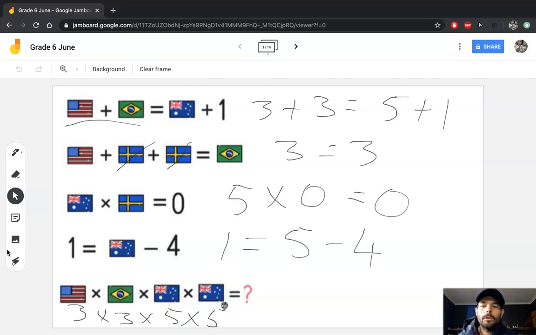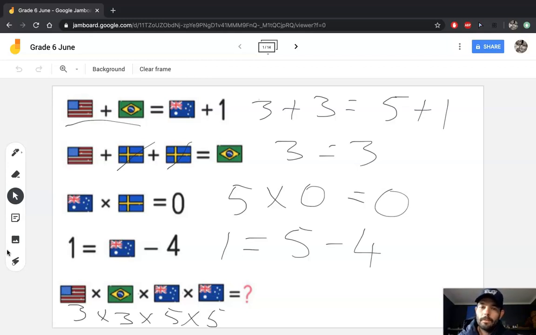And now we get back to the commutative law of multiplication, which says you can multiply in any order, you'll get the same answer. So here it depends on the order that you're most comfortable with. 3 times 3 is 9. 9 times 5 is 45. Then 45 times 5 is 225.